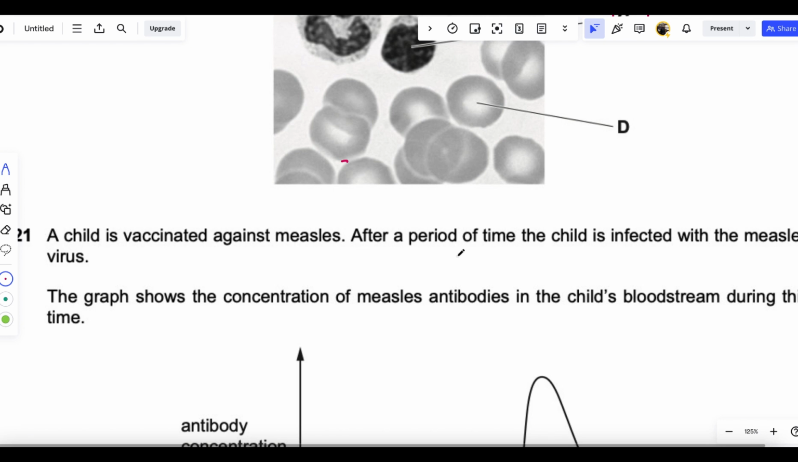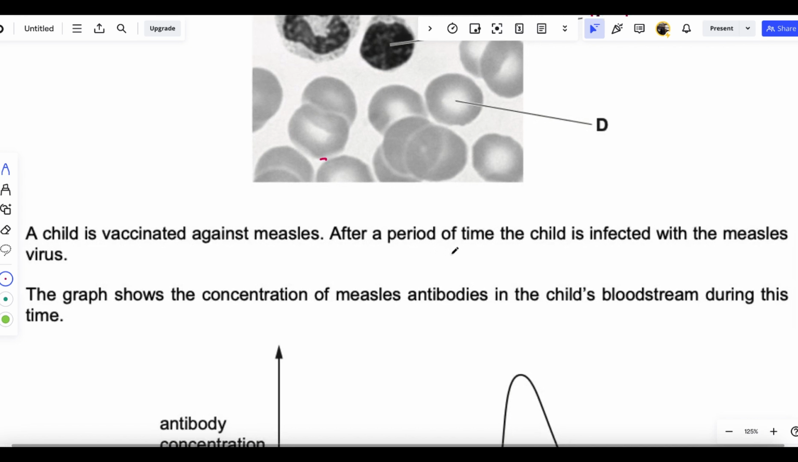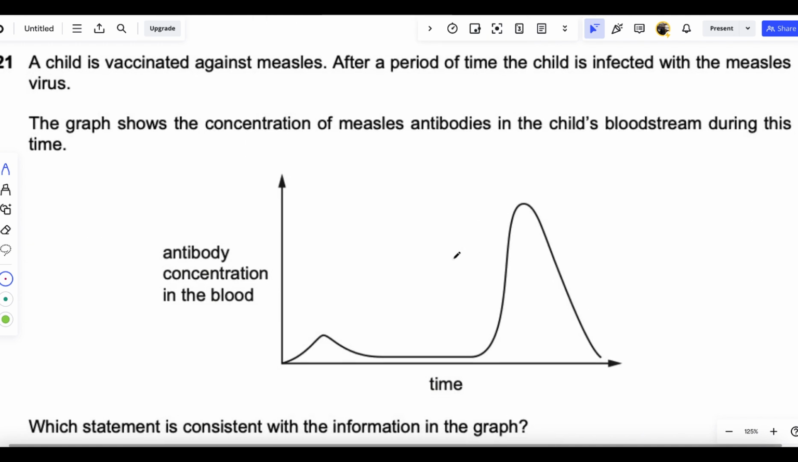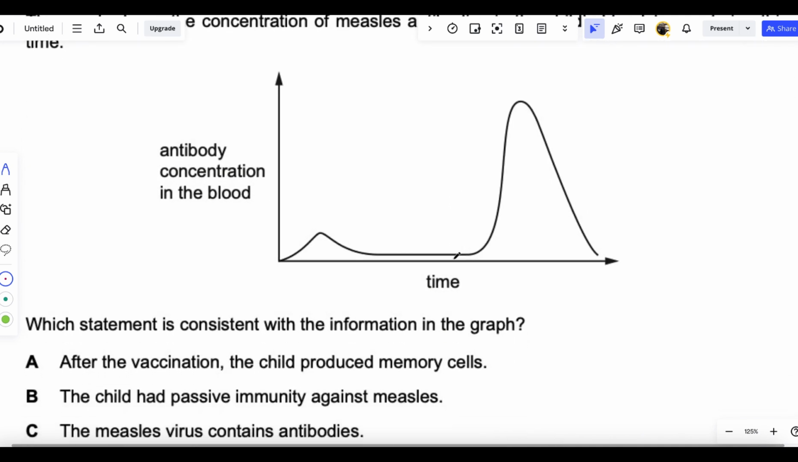A child is vaccinated against measles. After a period of time, the child is infected with the measles virus. Now, the graph shows the concentration of the measles antibodies in the child's bloodstream during this time. Let's take a look at the graph that shows the antibody concentration in the blood.